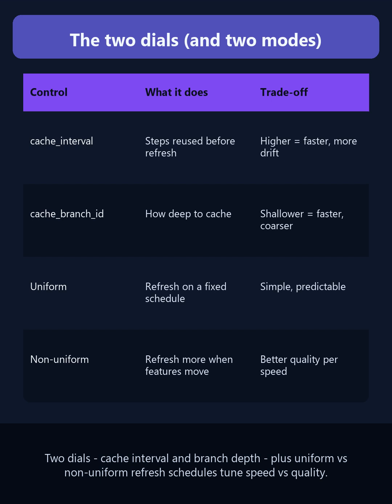You control it with two simple dials. Cache interval sets how many steps reuse the cache before a full refresh. A larger interval means more speed but more drift. Cache branch ID picks how deep to cache. A shallower branch is faster but coarser. Uniform caching refreshes on a fixed schedule, while non-uniform caching refreshes more often when the features are changing fastest.